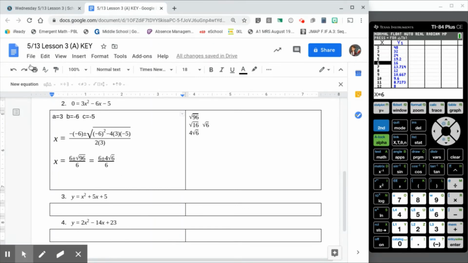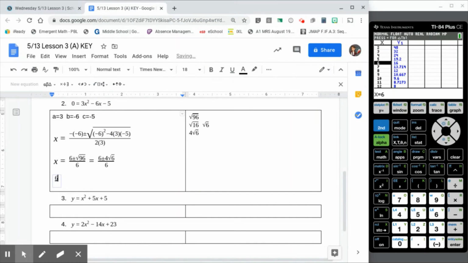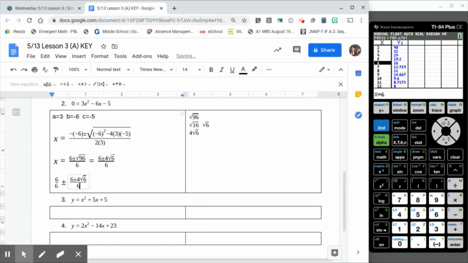Okay, so we've got 6 over 6, plus or minus 4 radical 6 over 6. Doing my copy and paste trick. Okay, so 6 over 6 hopefully is easy. That's 1. Plus or minus.